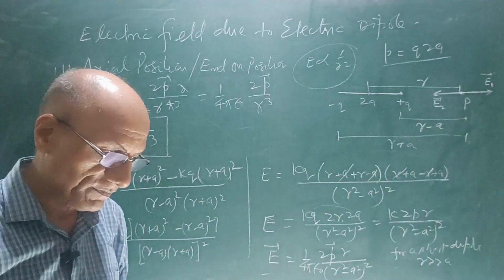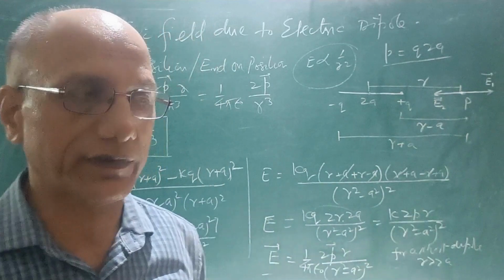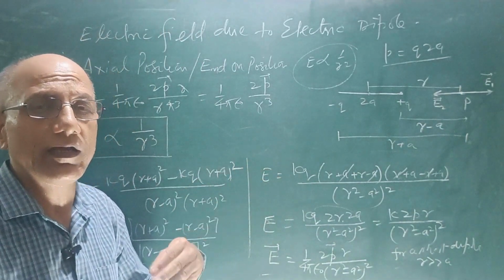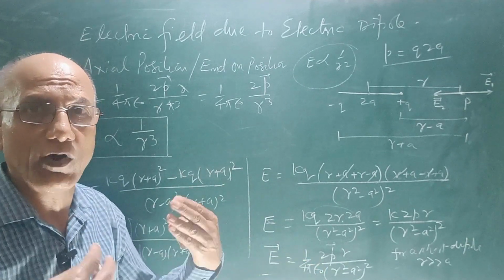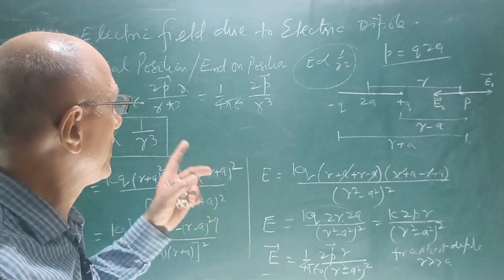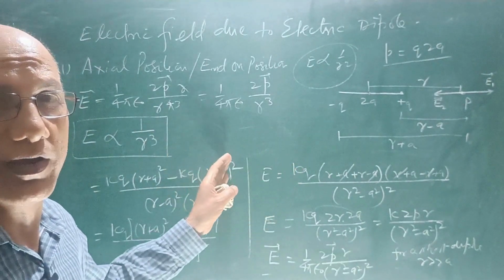ट्रिपल करने से 1/27 हो जाएगा, और अगर हाफ कर दें डिस्टेंस then it will become 8 times, whereas electric field due to a point charge will be 4 times if the distance is half. If the distance is doubled, it will become 1/4. If distance is tripled, then it becomes 1/9. But in case of the short dipole, if the distance is doubled, then it will be 1/8.